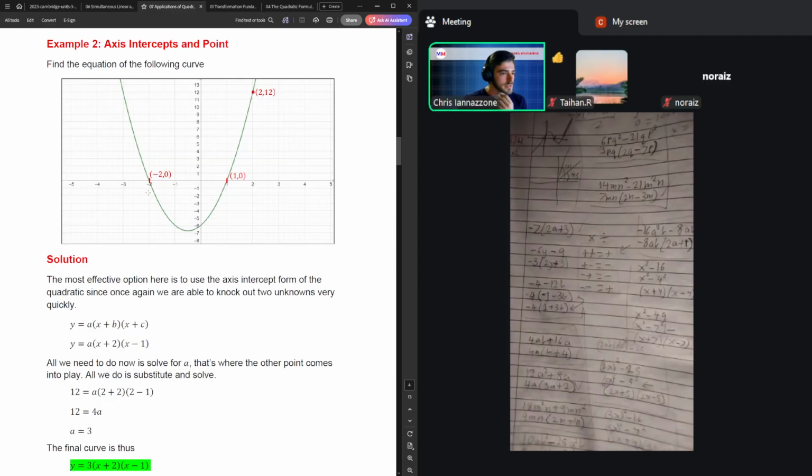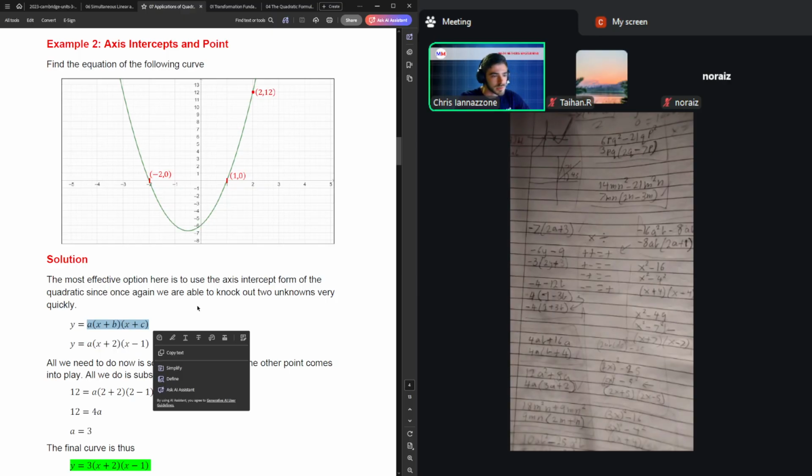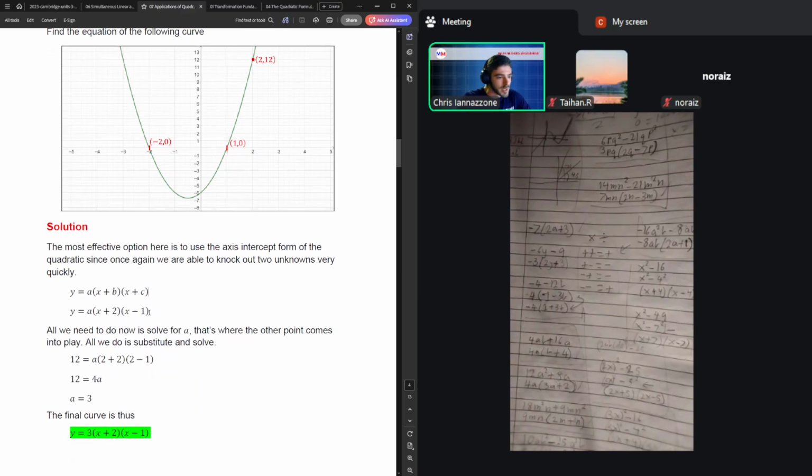Okay. Another example. So in this case, we have two axes intercepts and a point. When you specifically have axis intercepts, or I guess even more specifically, the x-axis intercepts, the most effective option is going to be the factorized form of the quadratic, simply because if you remember from using your null factor law, each of the solutions of these factors is the x-intercept. And so for that, if we know we have cuts at -2 and 1, we're going to have our +2 and -1 terms in there.